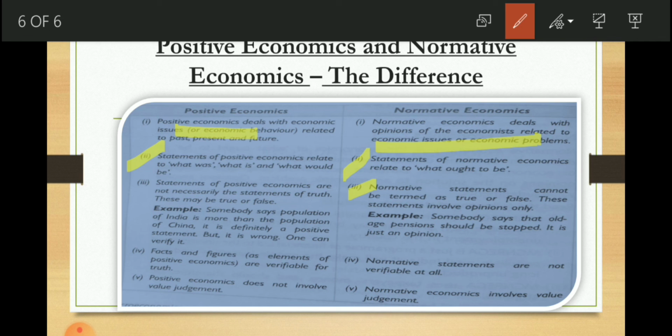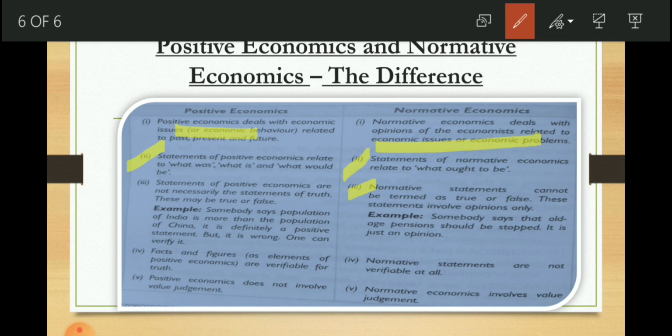For example, someone says that the old age pension should be stopped. It is just an opinion. Someone doesn't like giving people the pension. He might think that if we give the pension to people, then old age people will become lethargic and stop working. This is someone's opinion, but it is not happening. He or she doesn't have any facts to prove the point. So that is what normative statements or normative economics is.